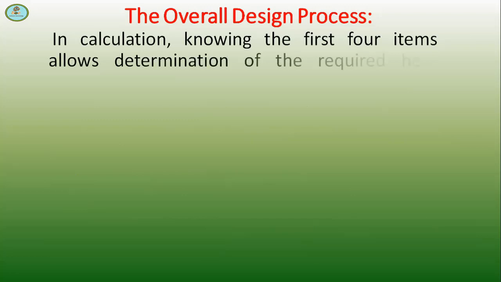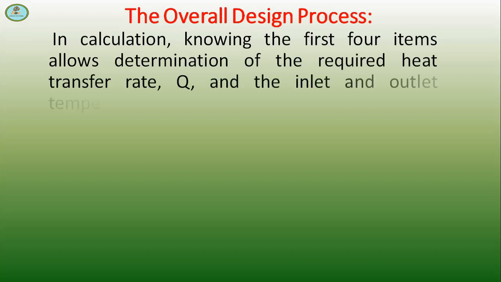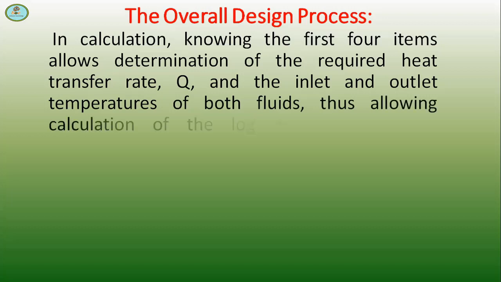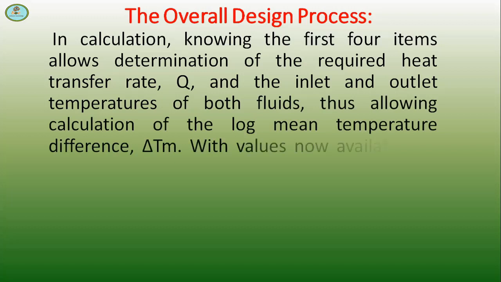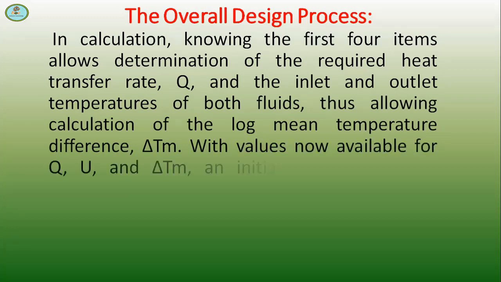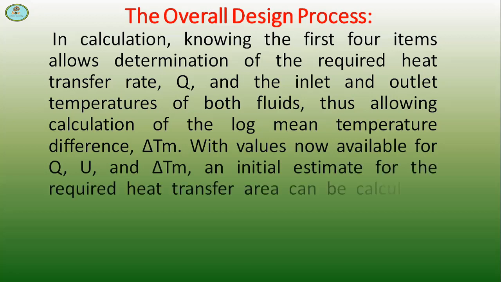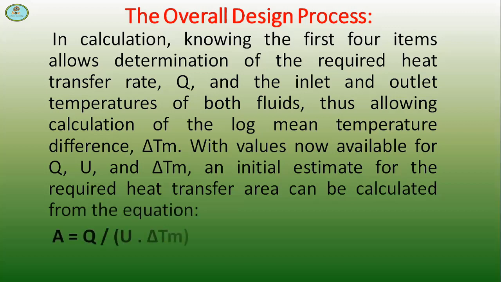In calculation, knowing the first four items allows determination of the required heat transfer rate and the inlet and outlet temperatures of both fluids, thus allowing calculation of the log mean temperature difference delta Tm. With the values now available for Q, U and delta Tm, an initial estimate for the required heat transfer area can be calculated from the equation A is equal to Q upon U into delta Tm.